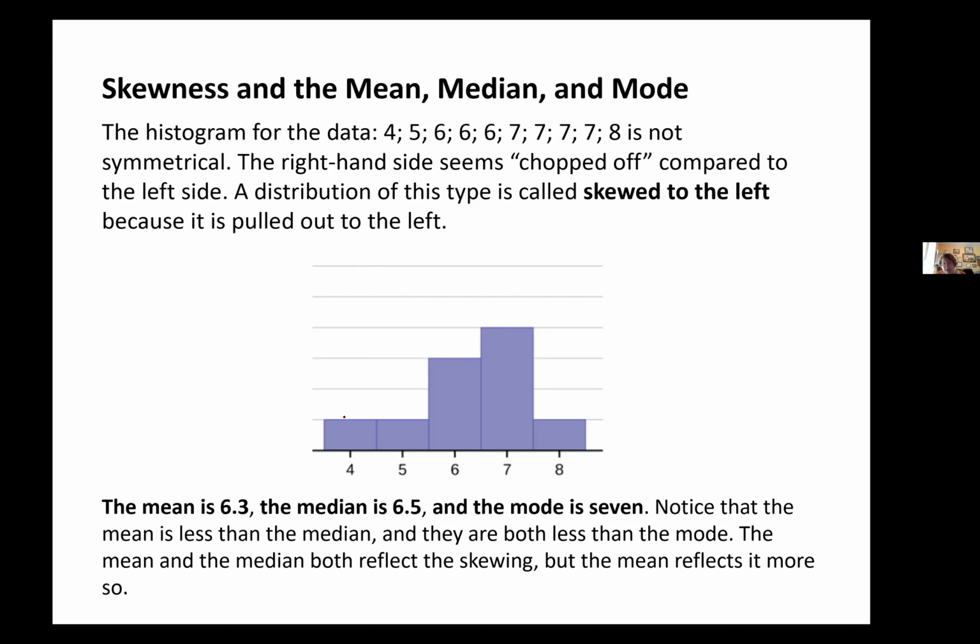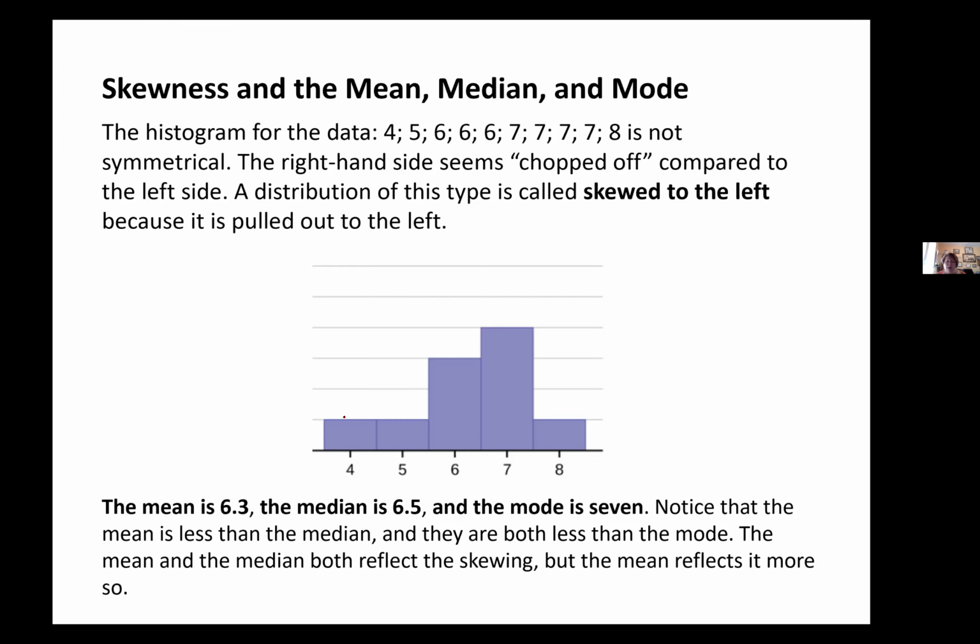So in this particular data set, the mean is 6.3. The median is 6.5, and the mode is 7. So you see that the mean is less than the median, which is less than the mode. And when you have that taking place, when the mean is less than the median and the mode is greater than those two numbers, you do have left skew data.